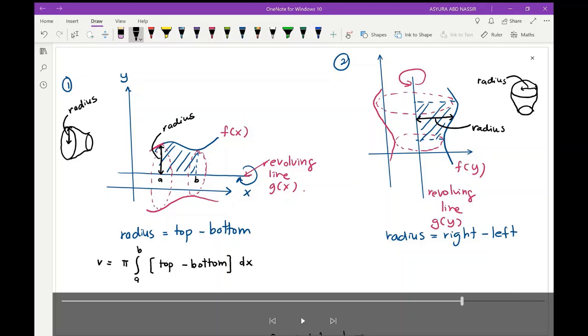Then the formula of V will be the integration of pi. Pi can be in front of or inside your integration. So pi, integrating from a to b, right minus left, dy, and don't forget we have the square here: pi r squared. We get the formula from the circle formula, pi r squared.